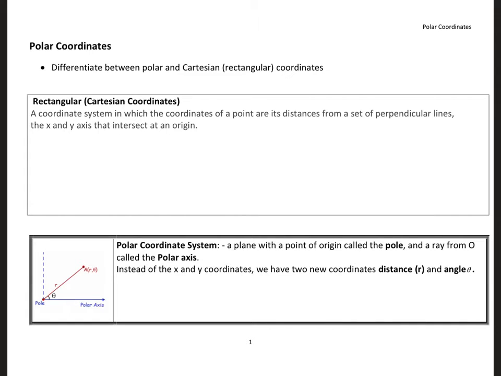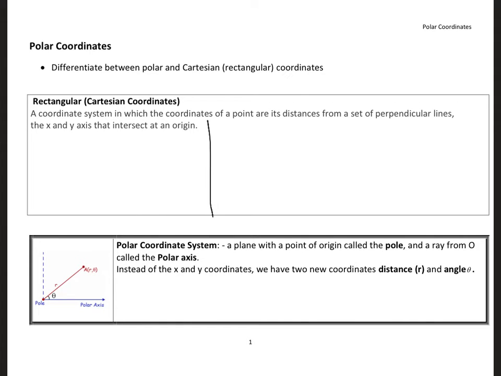In this video, we are looking at polar coordinates, and the objective is to differentiate between polar and Cartesian coordinates. So let's start with rectangular coordinates. This is a coordinate system in which the coordinates of a point are its distance from a set of perpendicular lines, the x and y axis, that intersect at the origin. So let's give an illustration of that.